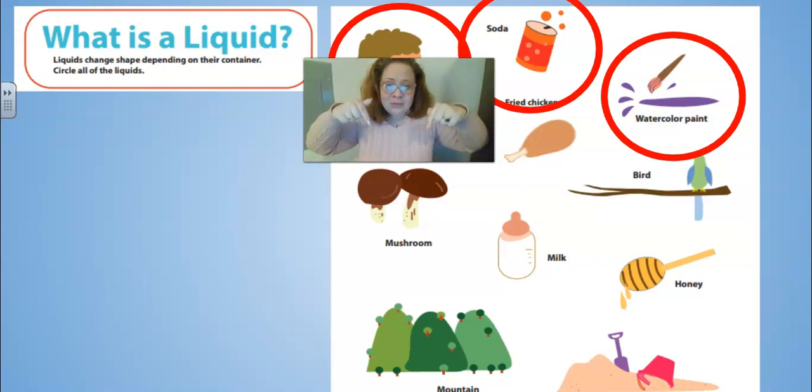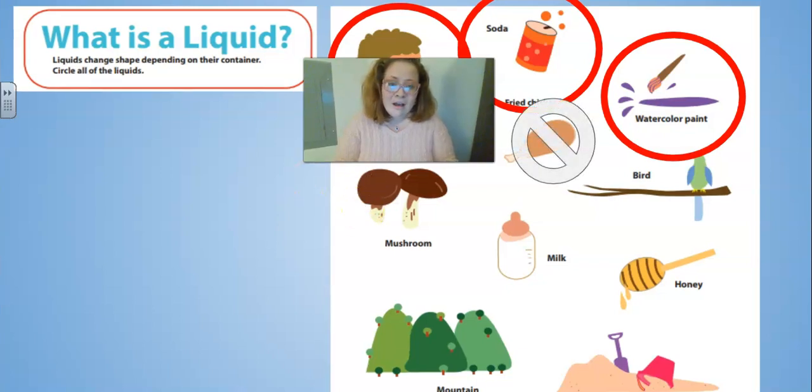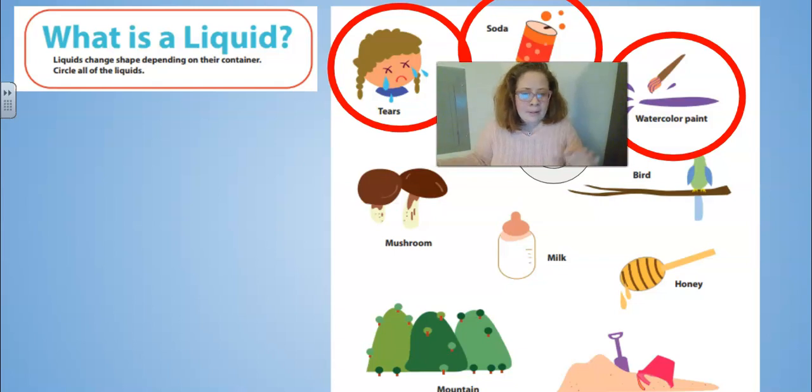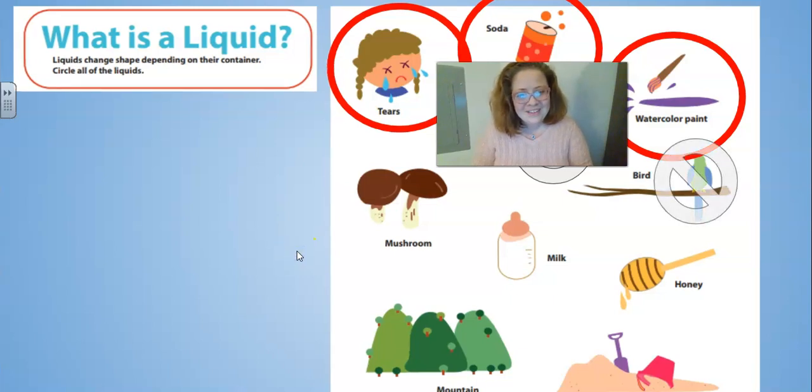Next we have mushrooms. Are mushrooms a liquid? Yes or no? It's telling us chicken isn't a liquid, but we already know chicken isn't a liquid. Hmm, I wonder if it's going to this next row. I wonder, are birds a liquid? Let's see. Do you think birds are a liquid? Yes or no? No, birds are not a liquid.